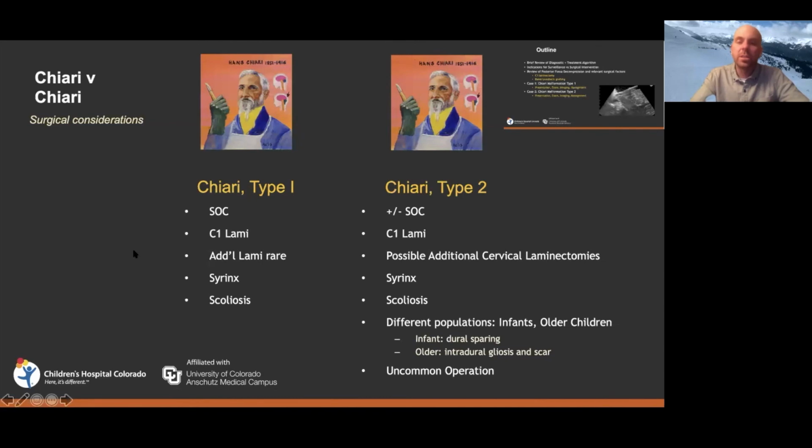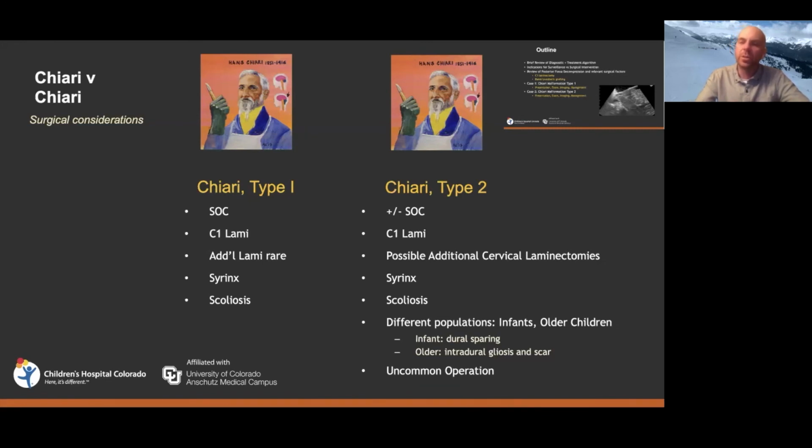With Chiari 1s, you're really looking at suboccipital craniectomy in addition to C1 lami. With 2s, oftentimes you're not doing any bone work of the cranium. It's mostly cervical. You may do some additional lamis with Chiari 2s. With Chiari 1s, it's pretty rare you have to do a C2 lami, and even more rare, you have to go lower than that. In both cases, you may be trying to approach syrinx or dealing with scoliosis.